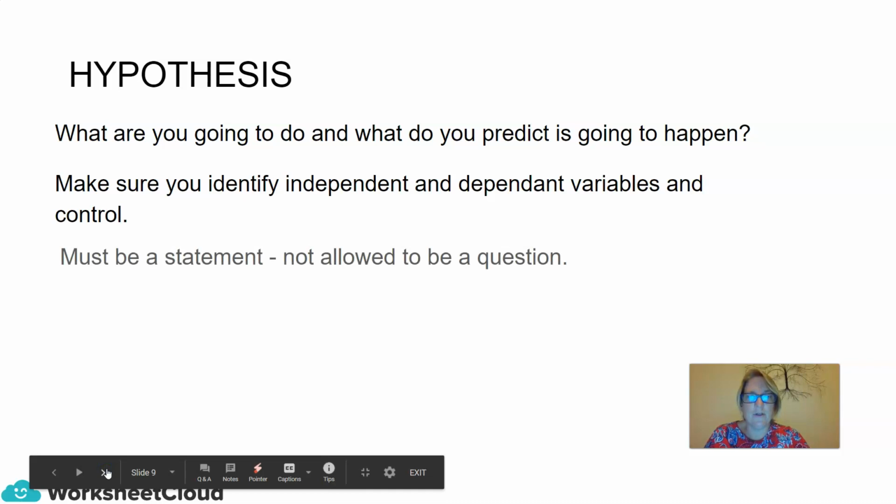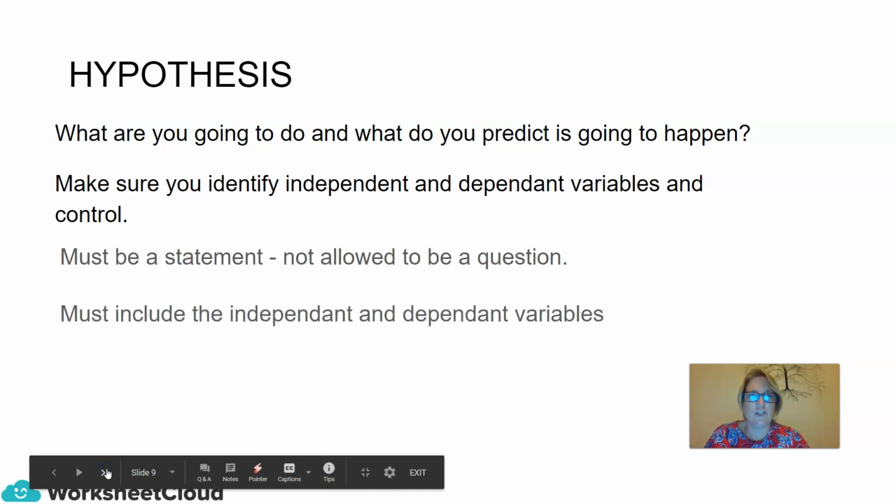When you write your hypothesis, it must be a statement. It is not allowed to be a question. It must include both the variables, and you must use the appropriate scientific language. So please remember, your hypothesis is not allowed to be a question.